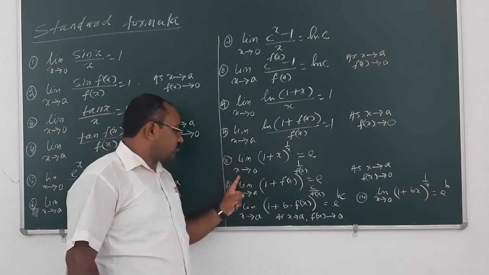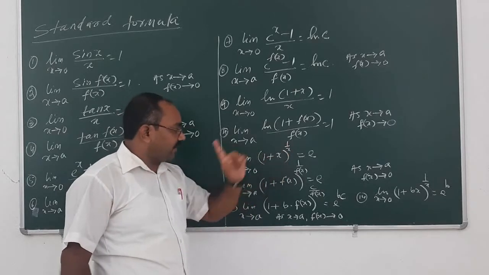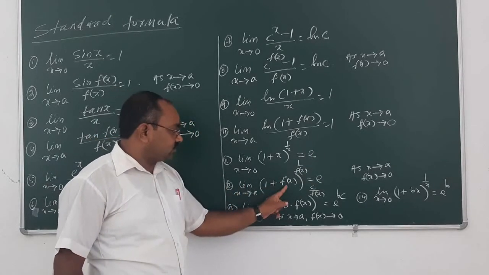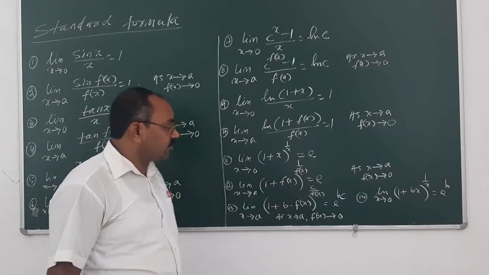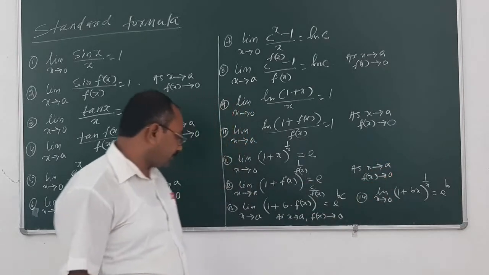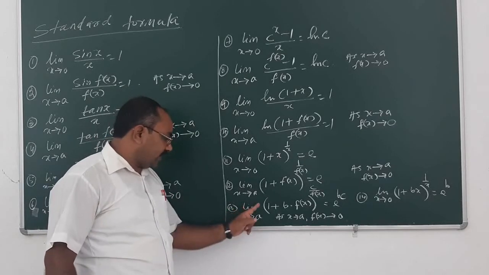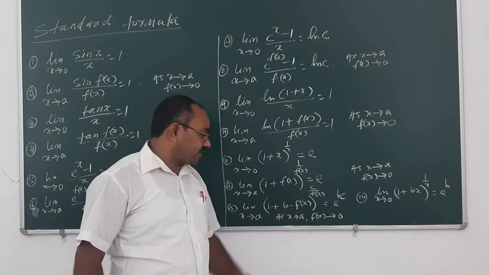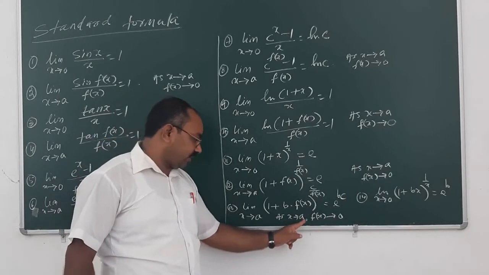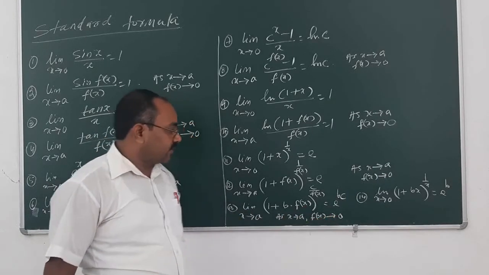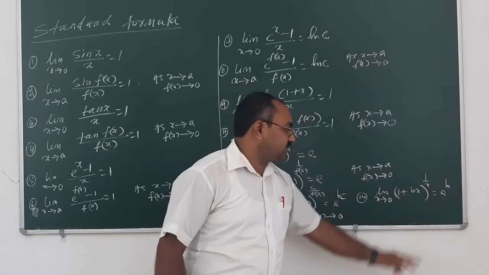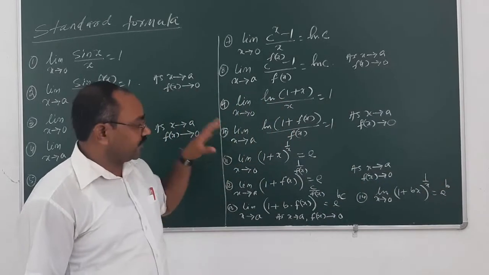11th formula: limit x tends to 0, (1 plus x) whole power 1 by x, that is equal to e. Limit x tends to a, (1 plus f(x)) whole to the power 1 by f(x), that is also e. Same condition, if x approaches a, then f(x) tends to 0. Formula number 13: limit x tends to a, (1 plus b f(x)) whole to the power c by f(x) is equal to e to the power bc. Condition, if x approaches a, f(x) tends to 0. Next formula: limit x to 0, (1 plus bx) whole power 1 by x, that is e power b. You have to remember this formula, which is very important.